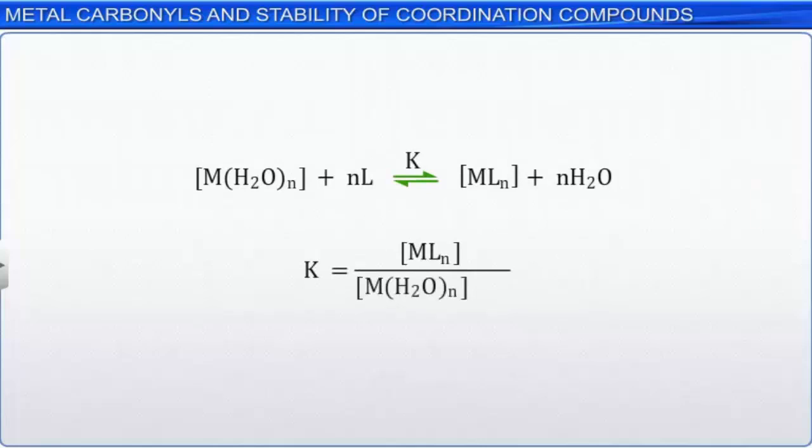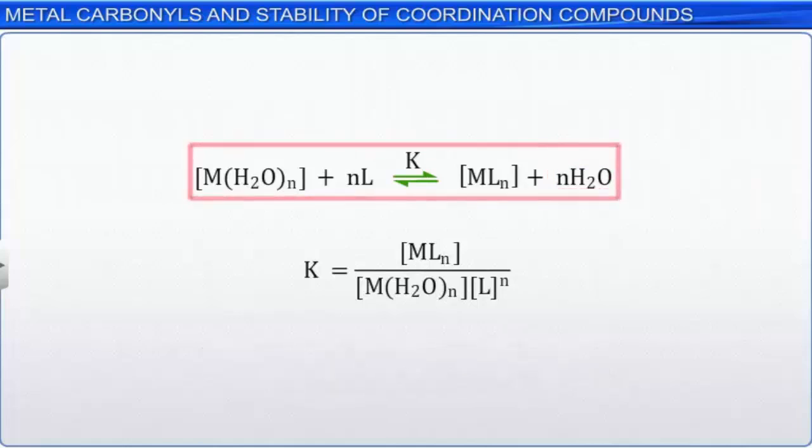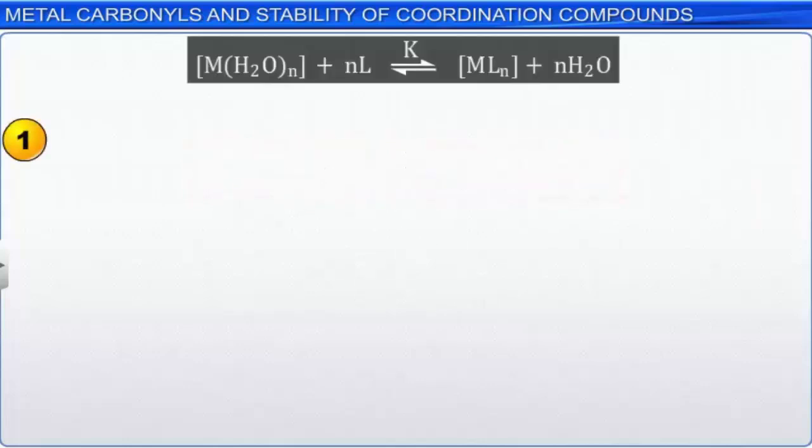This reaction is assumed to take place in several steps with suitable formation constants in each step. The first step may be written as M(H2O)n plus L in equilibrium with ML(H2O)n-1 plus H2O. Stability constant K1 for this step is equal to the concentration of ML(H2O)n-1 divided by the concentration of M(H2O)n multiplied by the concentration of L.